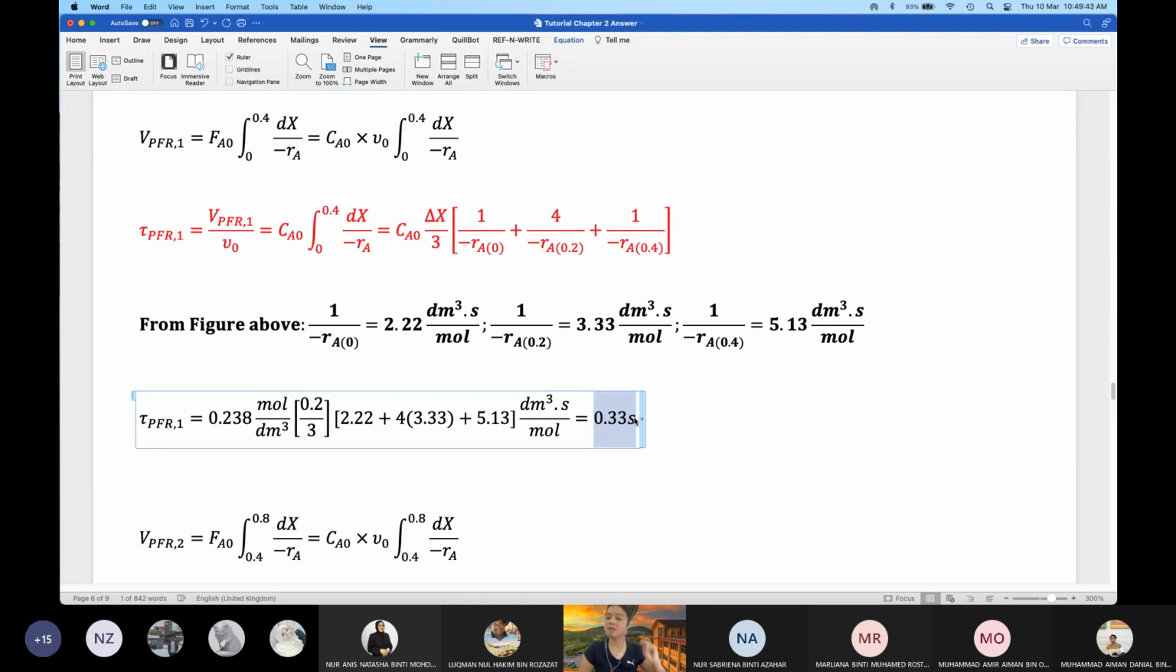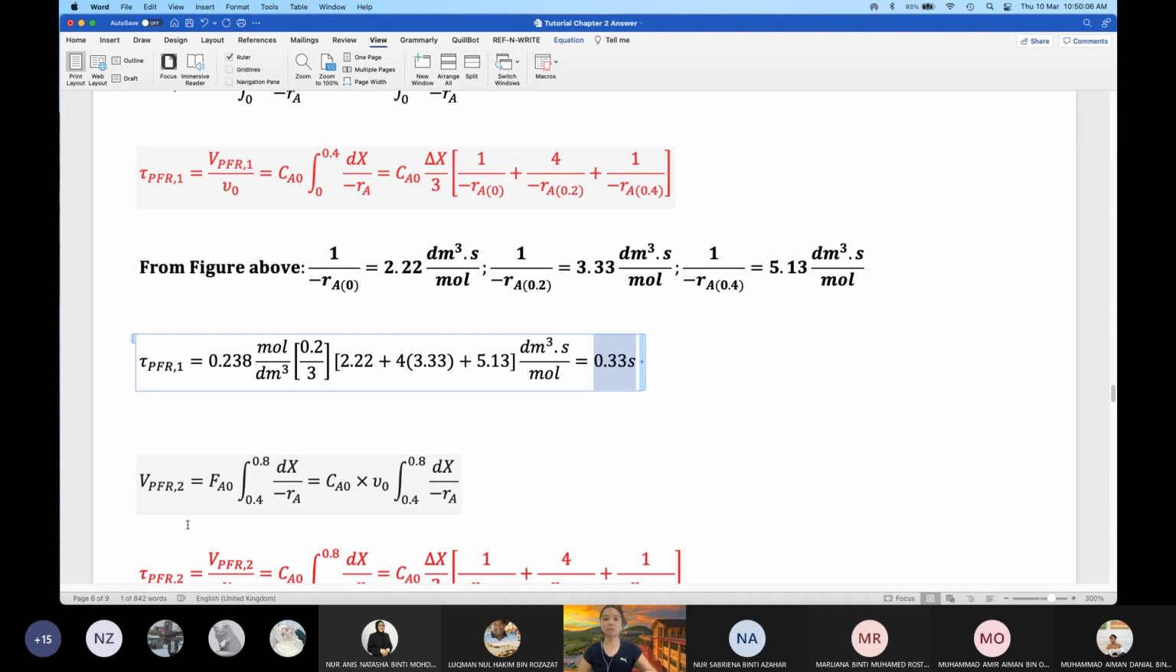For the second reactor, the space time is different. Why? Because the space time of the first reactor is equal to the volume of the first reactor divided by the initial volumetric flow rate. The second space time is equal to the volume of the second reactor divided by the initial volumetric flow rate. Your reactor volume will not be the same anymore. If the volume is not the same, the space time will not be the same. So you have to find the second space time.